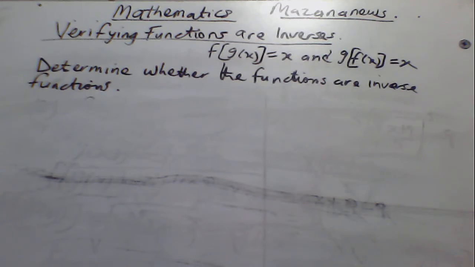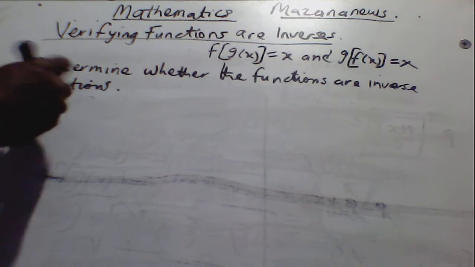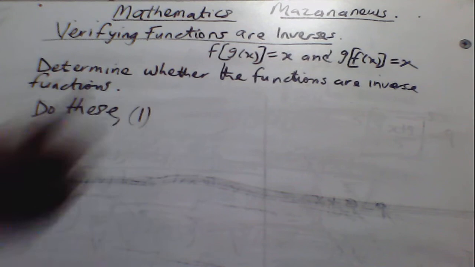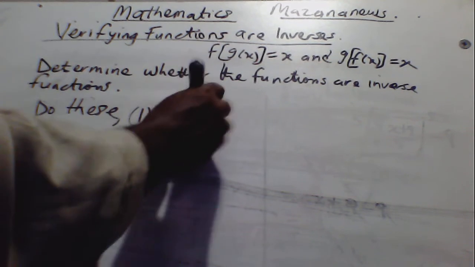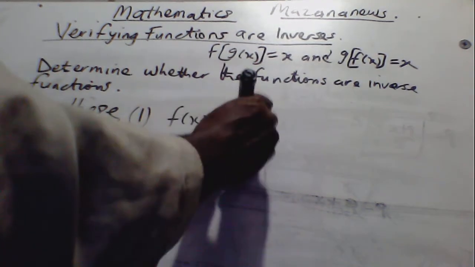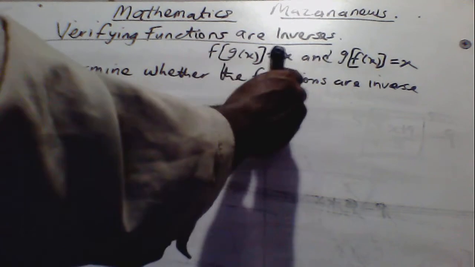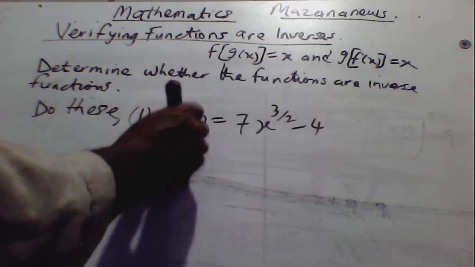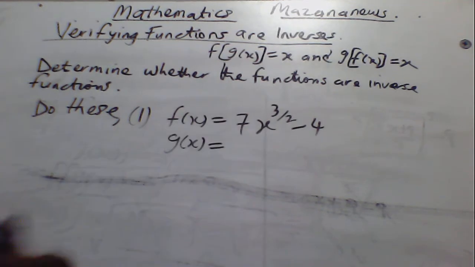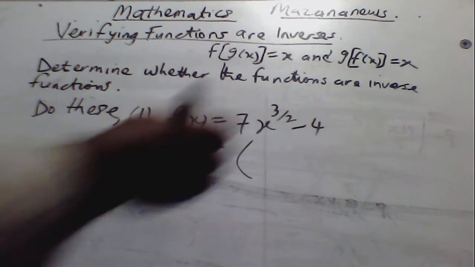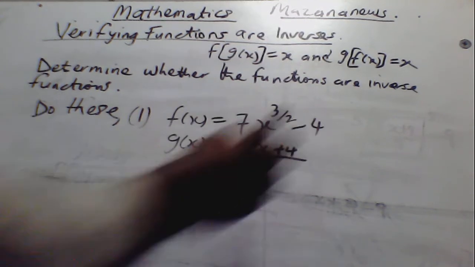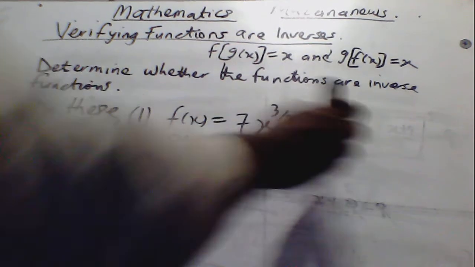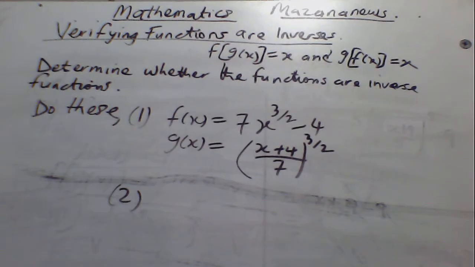So let's continue. Do this. The first is f of x equals 7 x raised to power 3 over 2 minus 4. g of x equals, in bracket, x plus 4 divided by 7, to the power 3 over 2. So the second one, I hope you are seeing it.